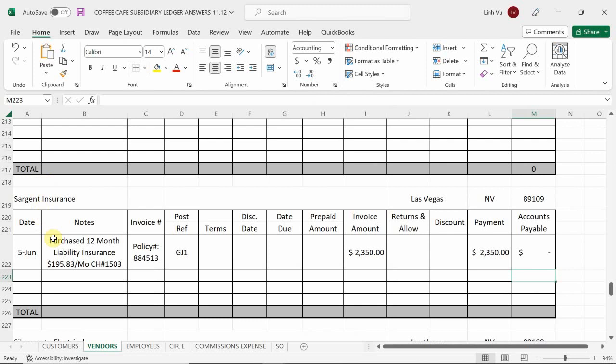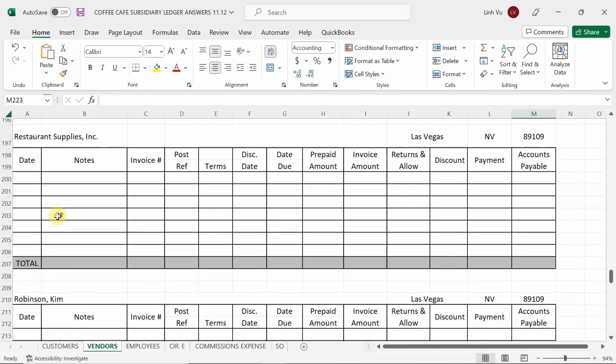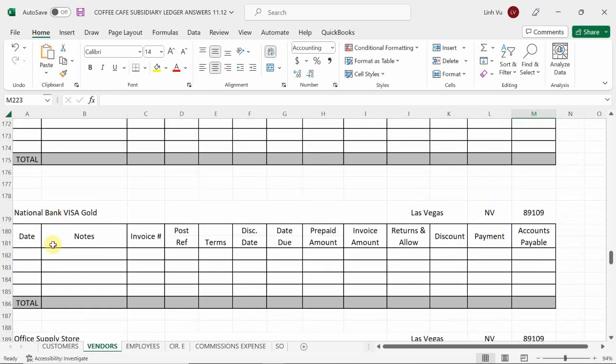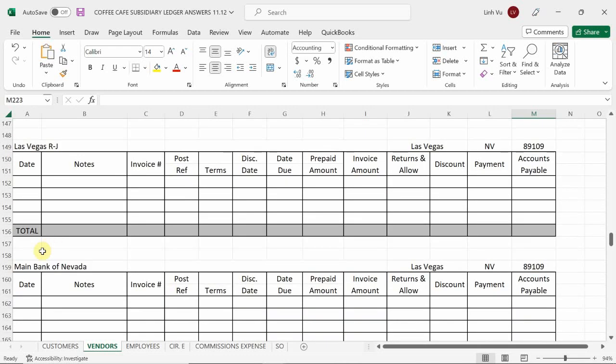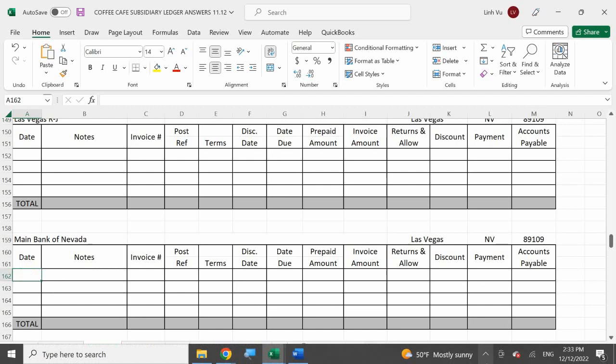So here, I'm going to go to my subsidiary ledger until I find my Maine Bank of Nevada. Here is National Bank, NV Utilities, Maine Bank of Nevada. Now, it's up to you if you want to put the dates. In this case, I'm just filling out the notes section. If and when I receive my bank statement, I know what those extra service charges are for. That's why you want to list it in your notes if you get charged money from your checking account.